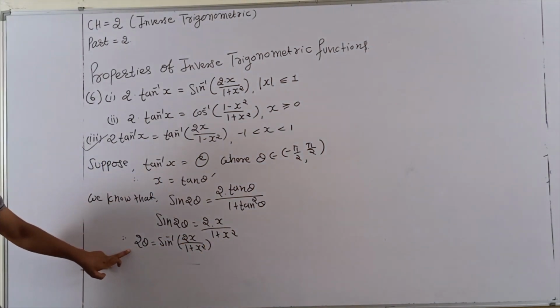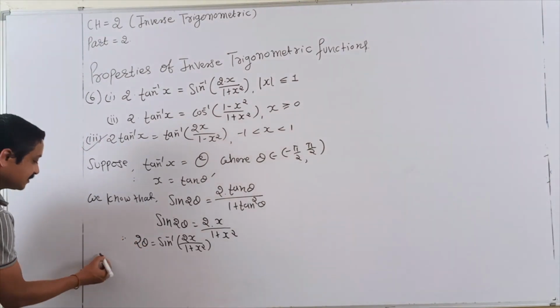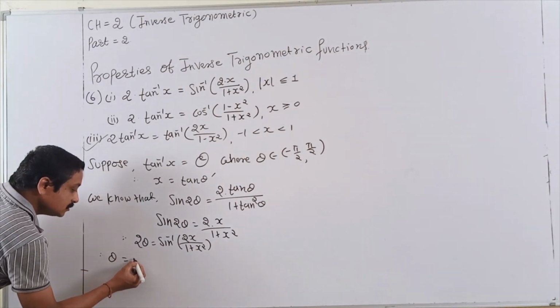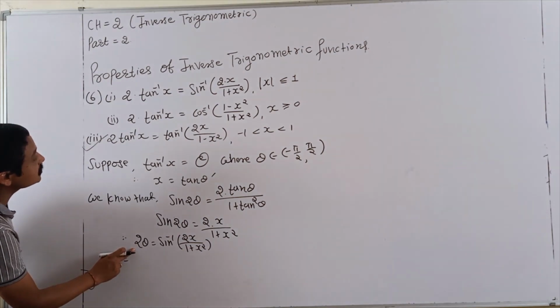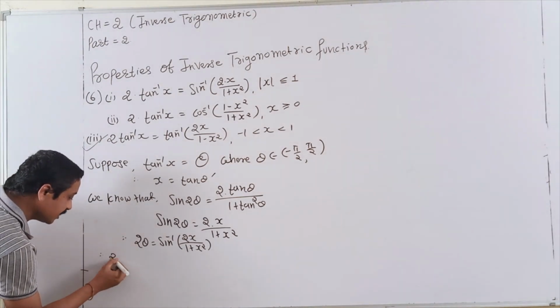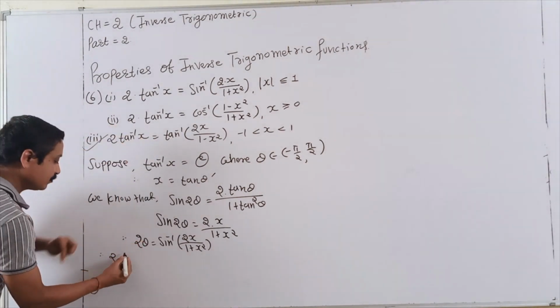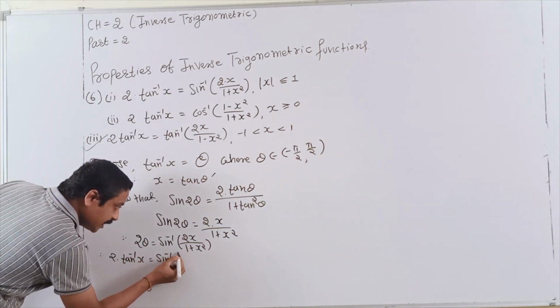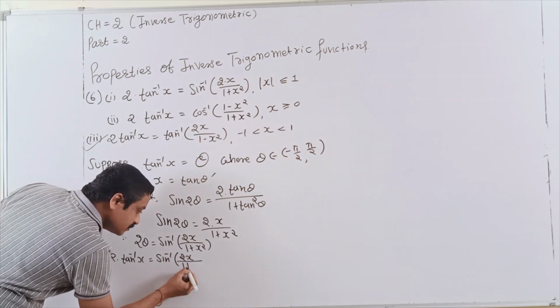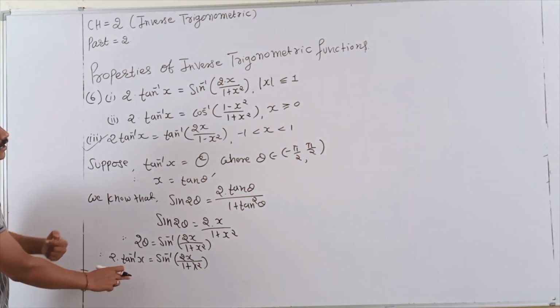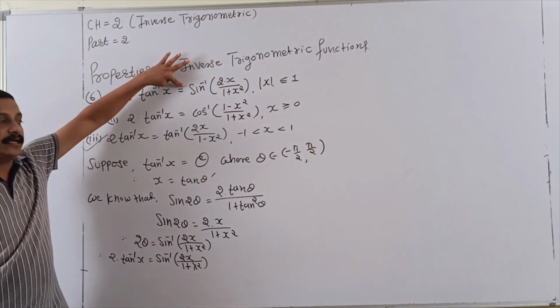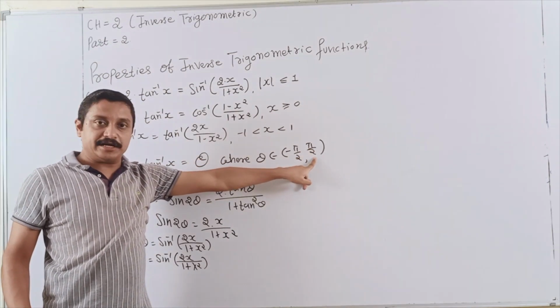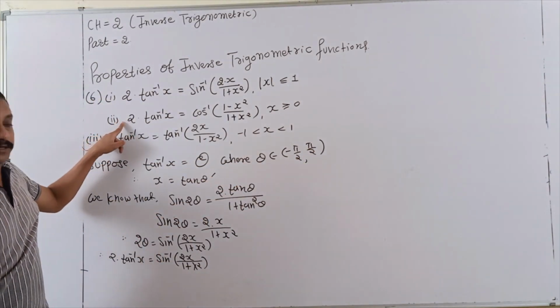And after that, what is the theta? Yes, it is 2 times theta; only theta was put by mistake. Theta is already assumed here. So 2 tan inverse x is sine inverse of 2x by 1 plus x square. And that's done for the first property in the range of minus 90 to 90. Similarly, I explain the second one.